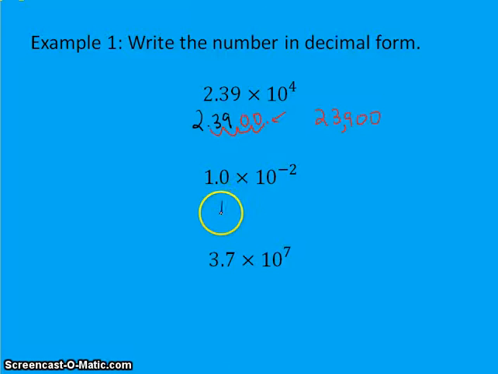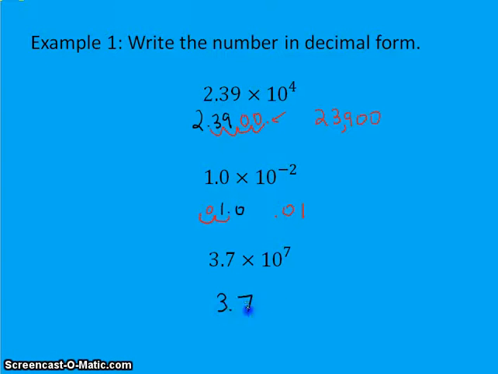With the second example, it's 1.0 times 10 to the negative 2. So I'm going to move that to the left 2 spots. So it's 0.010. I don't need to write that last 0. So remember, if it's positive, I go to the right. If it's negative, I go to the left.